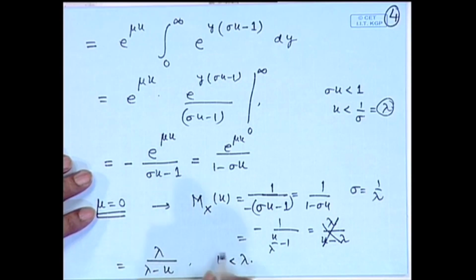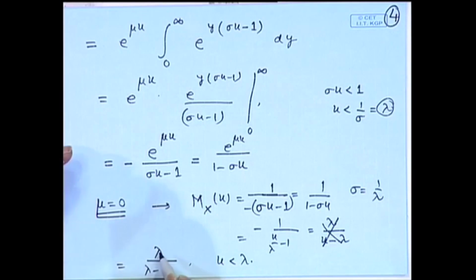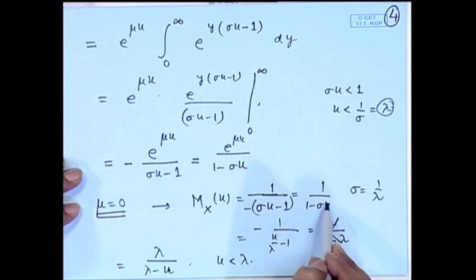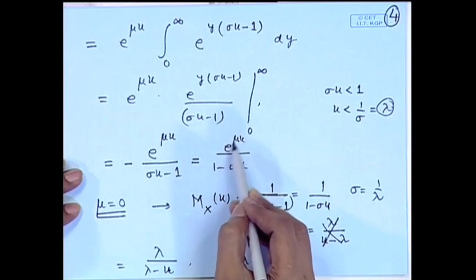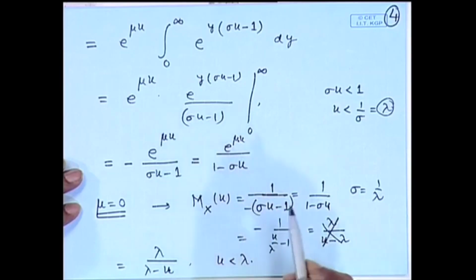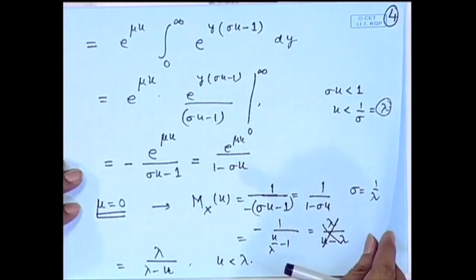So, the moment generating function of an exponential distribution, when we consider the original form, that is waiting time starting from 0, then MGF is lambda by (lambda minus u) or 1 by (1 minus sigma u). If we consider the starting from mu, then it is e to the power mu u by (1 minus sigma u). So, here we can see the relationship between these exponential distributions.